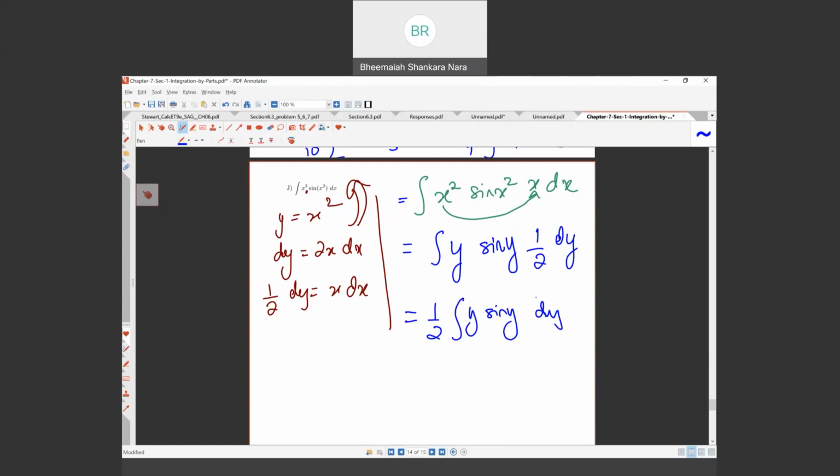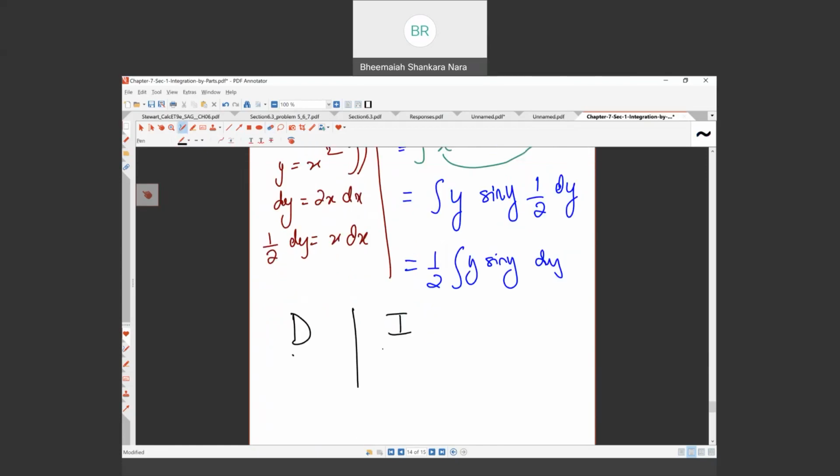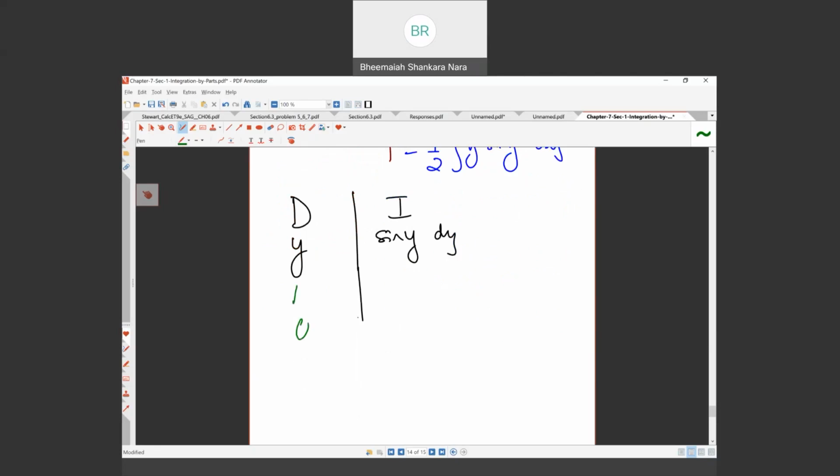Now carefully observe, this is your UDV rule, the integration by parts rule. So let me make two columns, D and I. The first function is y, the second function is sin y dy. So let's start differentiating the first function, 1 and then 0. Integrate the second function, negative cosine y, integrate again, negative sine y. So let's multiply in this way, the cross way, plus sign, multiply again, minus sign, multiply out the last terms, positive sign, integrate. But you're multiplying with 0, so the term will be 0.